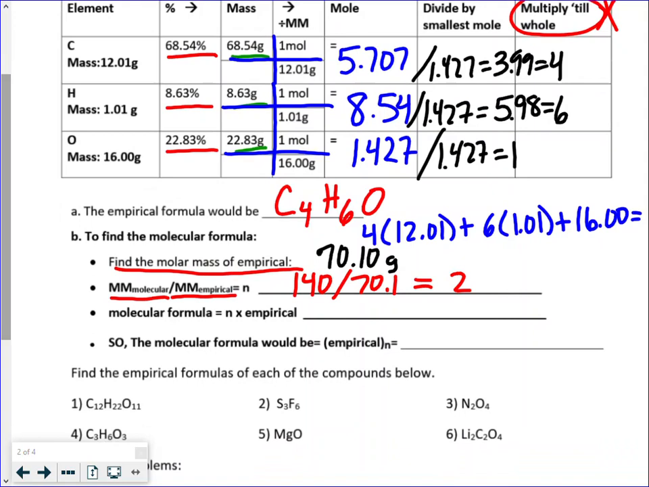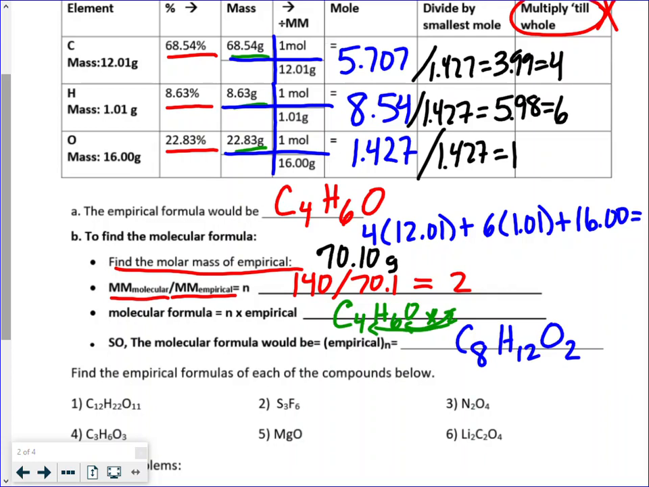So then you would take your empirical formula, the reduced one, and you multiply all the subscripts by the multiplying factor. So we would do 2 times 4, so that would be C8. We would do 2 times the 6, and that ends up being H12. And then we do 2 times the 1, and that's O2. So that will be my molecular formula for this particular problem.